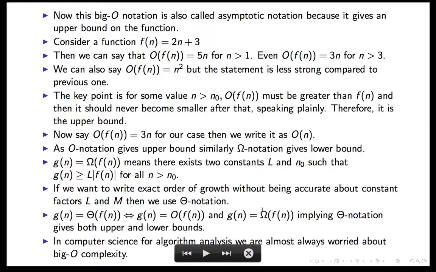Now it's my request that you practice on several functions for these. You choose F(n) for some value and then you try to figure out the omega of F(n), theta of F(n), and big O of F(n), because without practice you will really not understand this. Upper bound, as you understood, I have given an example. Similarly, you should try to compute the lower bound for this function. Now, in computer science for algorithm analysis, we are almost always worried about big O complexity.